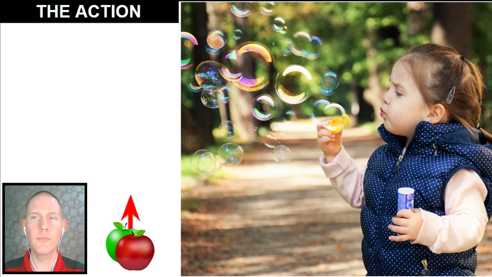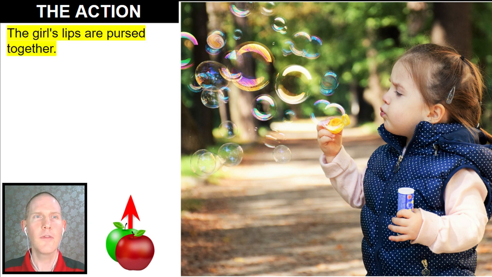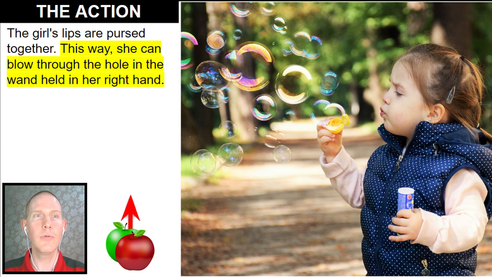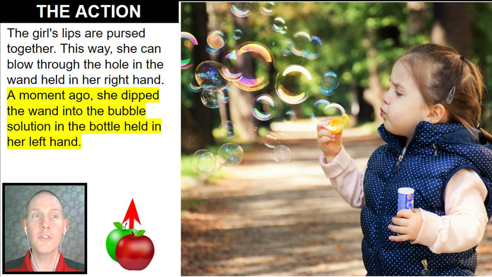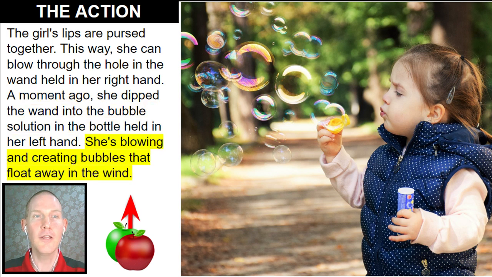All right, let's do pronunciation. Here we go. The girl's lips are pursed together. This way, she can blow through the hole in the wand held in her right hand. A moment ago, she dipped the wand into the bubble solution in the bottle held in her left hand. She's blowing and creating bubbles that float away in the wind.